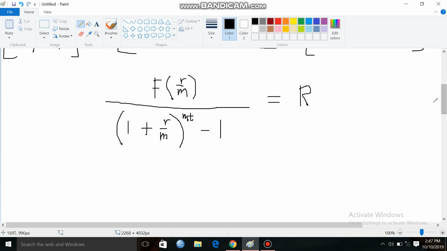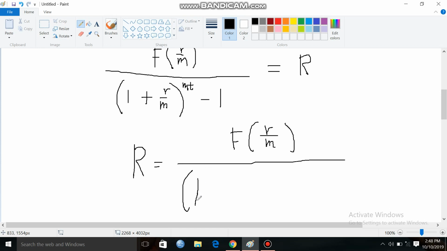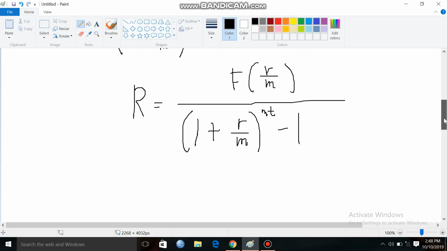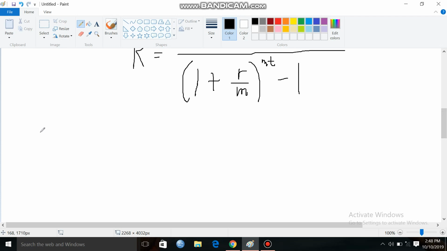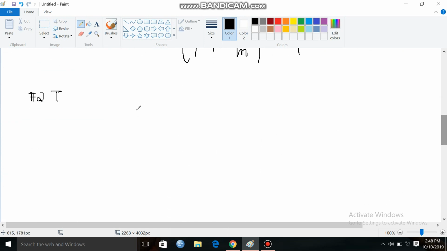So in other words, the formula for the regular payment is simply equal to the future value times r over m, all over 1 plus r over m to the power of mt minus 1. Okay, next, let us derive the time t. Again, we'll first copy the formula for the future value of an ordinary annuity.